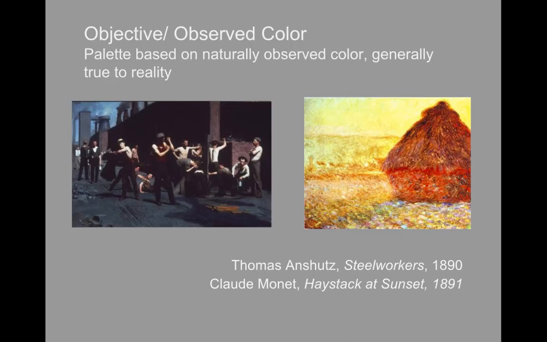And those three terms are always interacting. Those three qualities of color are always interacting. The only other color terms I'm going to introduce are just this. When you look at an artwork and the artist has tried to mimic or treat naturalistically the colors that they see, that would be called objective or observed colors. So both Thomas Anschutz here and Claude Monet, although Claude Monet's color is much more saturated, both of these artists are still actually trying to capture what they observed in nature, trying to be generally true to reality.